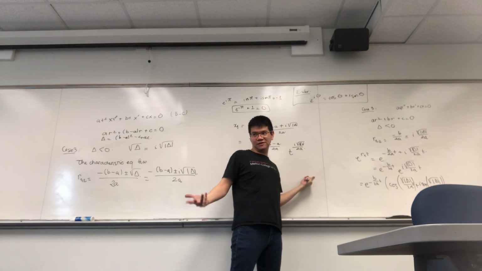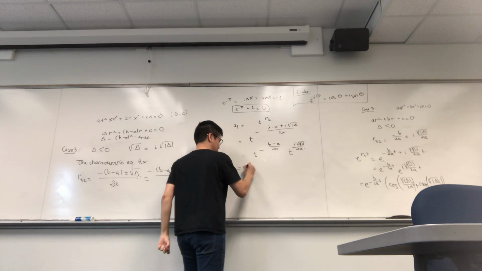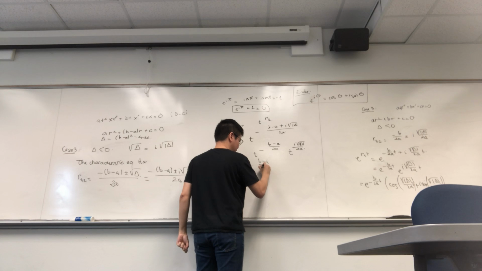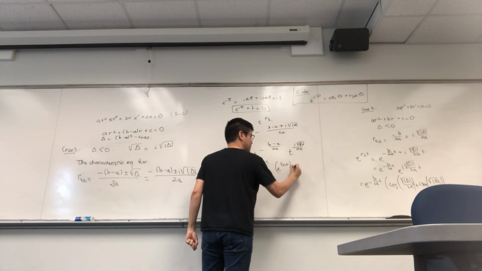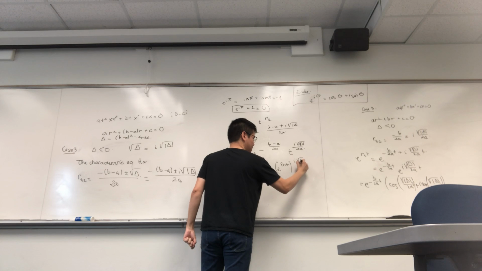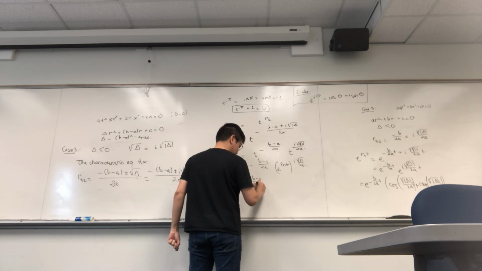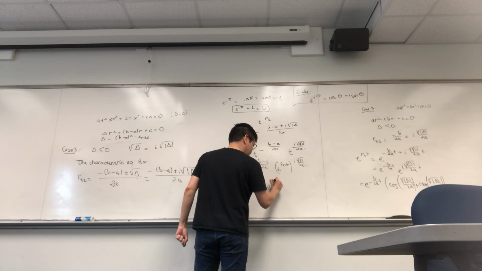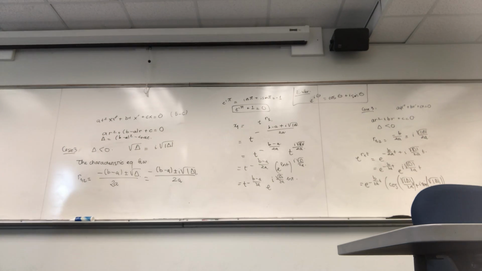You just change t to e to the log t. So this gives you t to the power minus b over 2a times e to the log t to the power i square root of delta over 2a. And this gives you t to the power minus b over 2a times e to the i square root of delta over 2a log t. So to use the Euler formula, the trick is to change t to e to the log t.